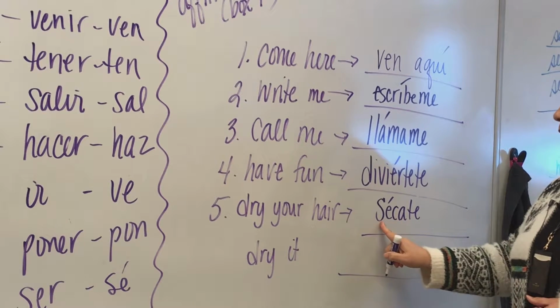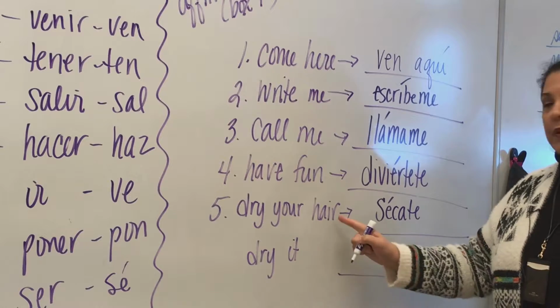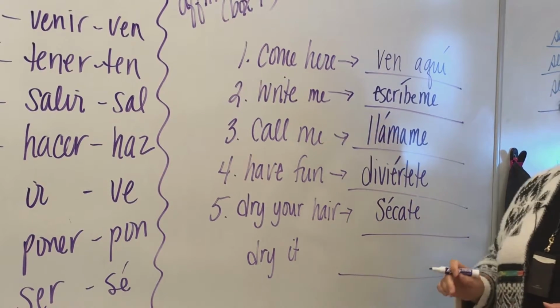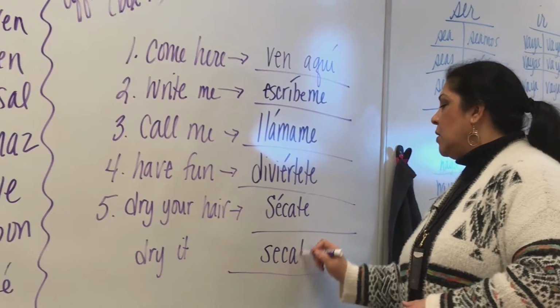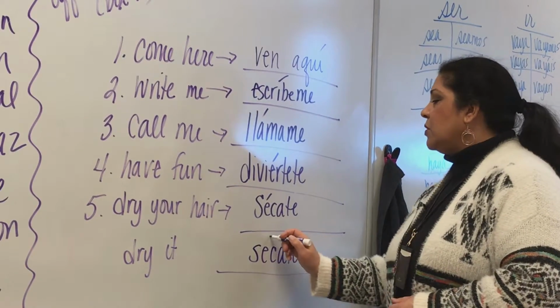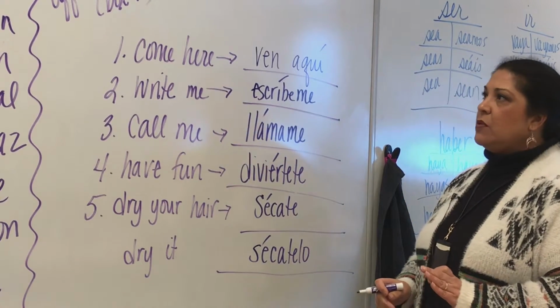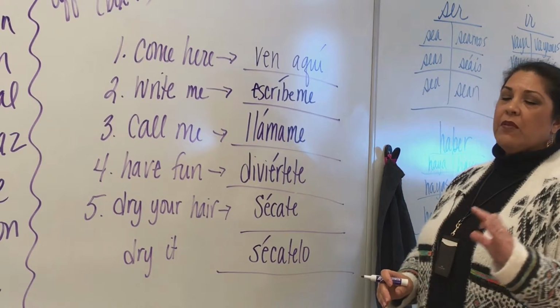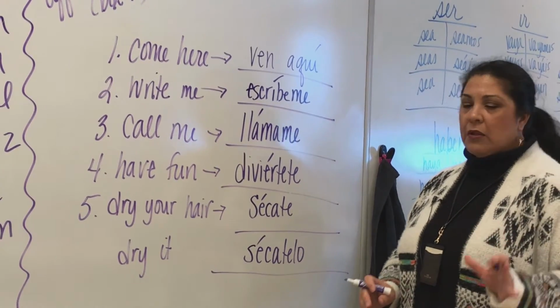Seca is the verb. But now I want to say dry it. It replacing the hair. This is an example of using two pronouns. So again, I add the accent to keep the original sound. Sécatelo. Now, some of you were confused today with accents. If they don't change meaning, that's not a problem. I want you to at least try. You've got nothing to lose.